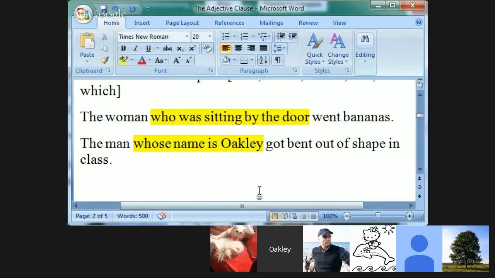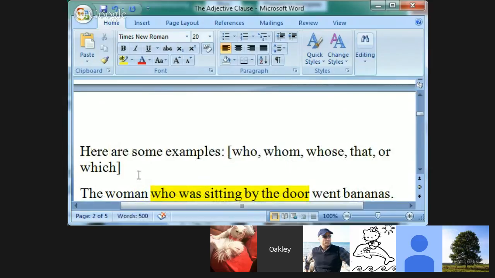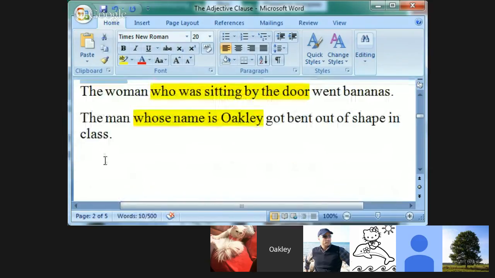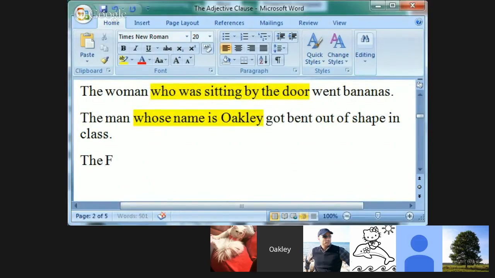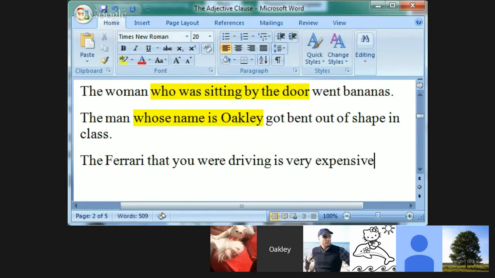Okay, JK, you want to try reading a sentence with an adjective clause? The Ferrari that you were driving is very expensive. How do you spell Ferrari? Okay, good one. The clause is that you were driving. Indeed it is. Very good.